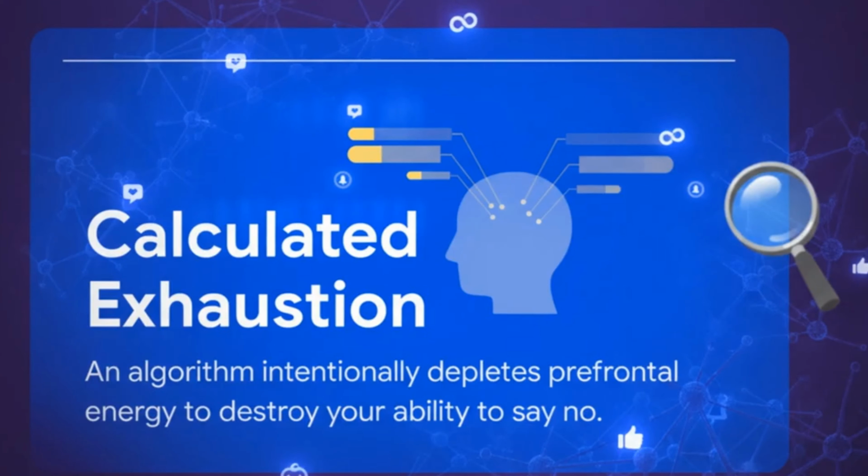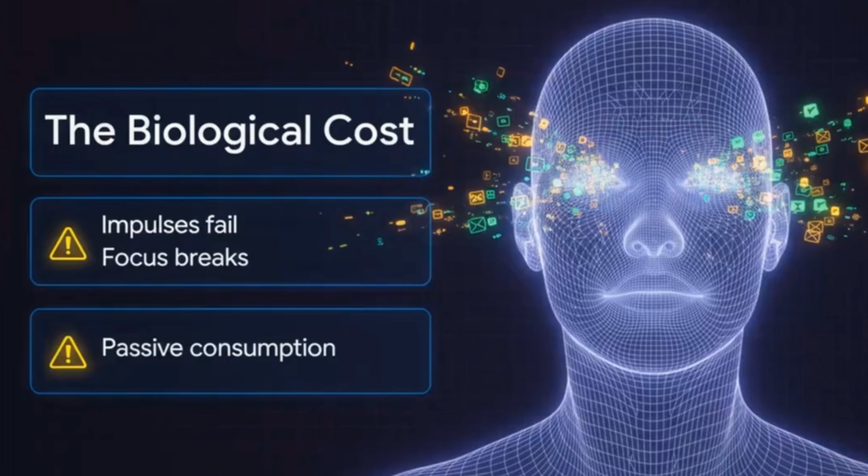The crucial takeaway here is that this exhaustion isn't an accidental byproduct of bad design. It is the intended metric. The algorithms are purposely built to run you out of fuel so that your logical barriers completely fall away. When that prefrontal glucose is spent and those logical barriers fall, the behavioral fallout is severe. Your impulse regulation completely fails. Your ability to manage anxiety drops. Your long-term focus breaks entirely.